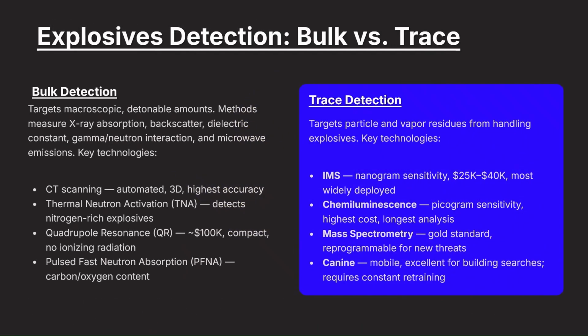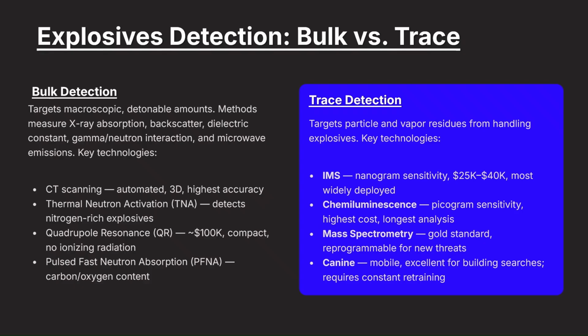Explosives detection is broadly divided into bulk and trace methods. Bulk detection targets large quantities of explosives using technologies like X-ray imaging, thermal neutron activation, nuclear quadrupole resonance, and pulsed fast neutron analysis. These methods analyze density, composition, and elemental signatures.